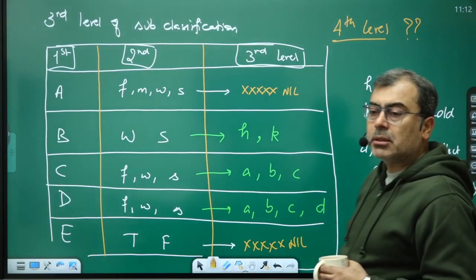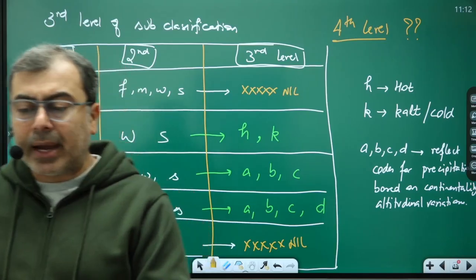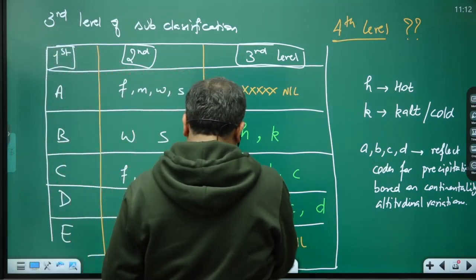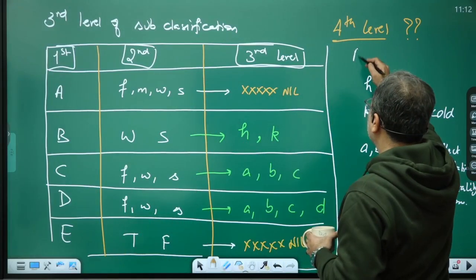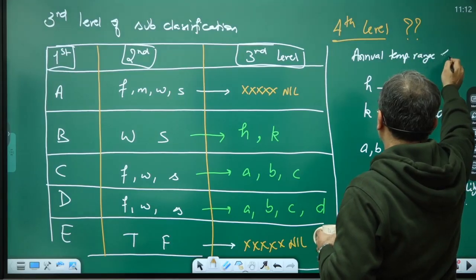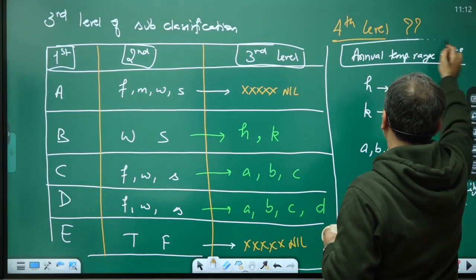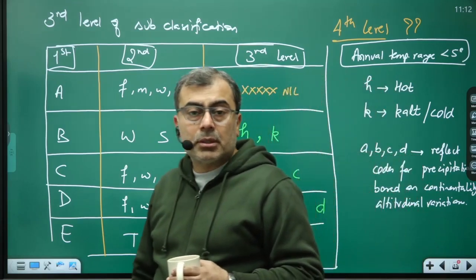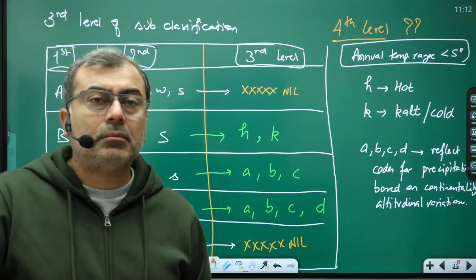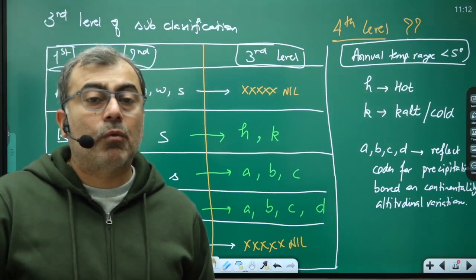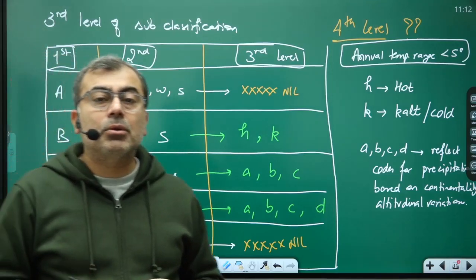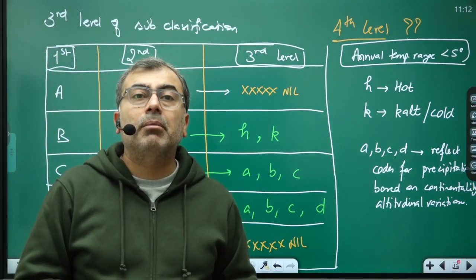Sir, I have a situation: my annual temperature range is less than 5 degrees Celsius in my country. So he says, what do I do? Sir, if you can tell us, what code will be there? I don't have a code for this. Sir, there should be, sir, it's not like that everywhere, annual temperature range is very low in my area.